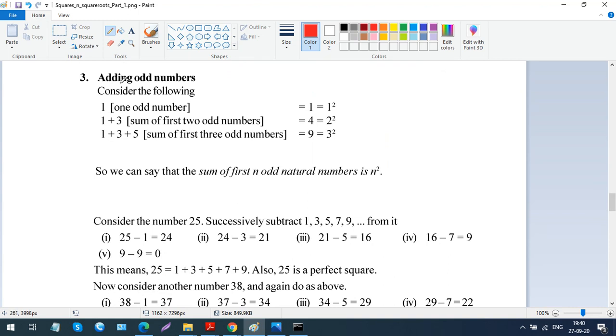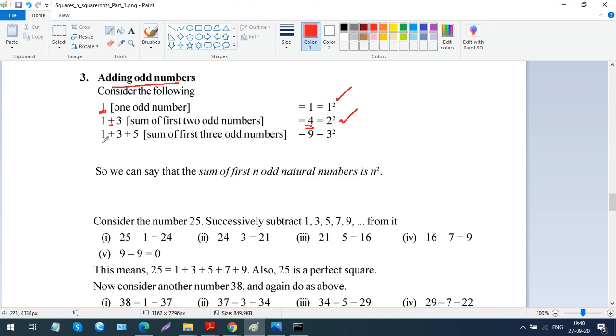It says adding odd numbers. How do you add? Consider the following. Here you have 1. We are just looking at the odd numbers. If you take 1, you get 1 itself, which is 1 square. Now the next number 3: if I add 1 and 3, I actually get 4, which is nothing but 2 square. So the first one I got 1 square, which is 1, and the second one I am getting 2 square, which is 4.